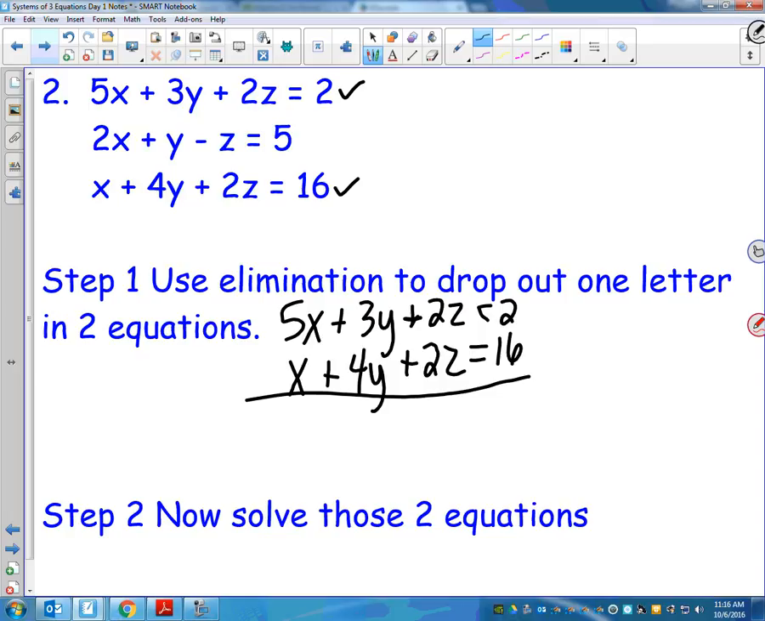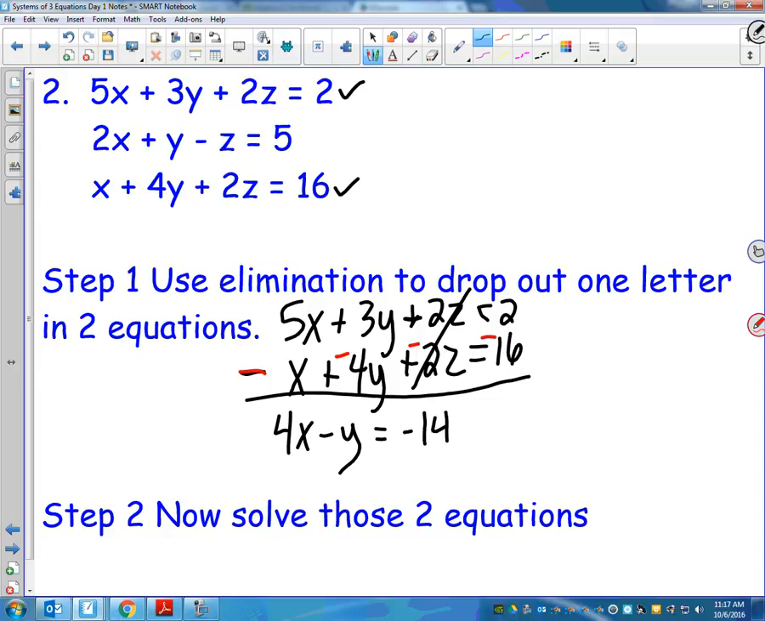The other thing is be really careful on adding or subtracting. When they're the same sign, we're going to subtract. So I have to subtract everything. And so for me, I actually go through and I put my negative sign through on everything, because otherwise I forget it. So that's how I do it. So 5x minus 1x is 4x. 3y minus 4y is minus y. And 2z minus 2z cancels out. 2 minus 16 is negative 14.